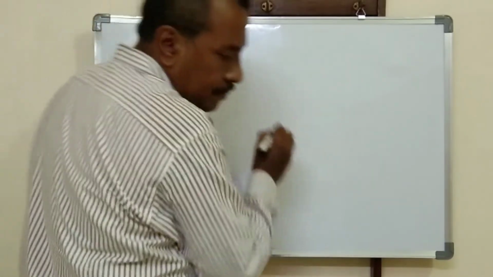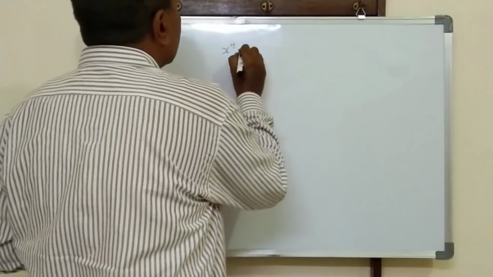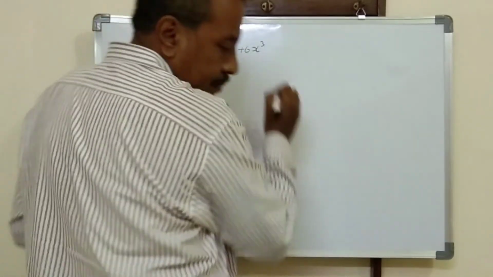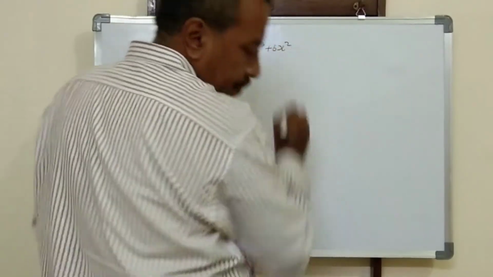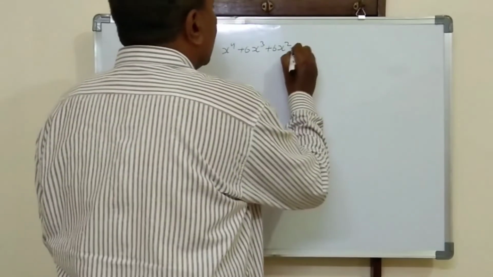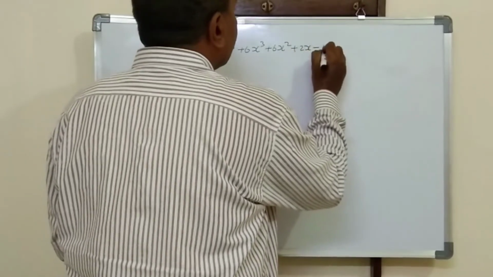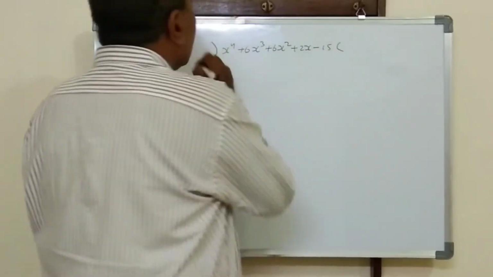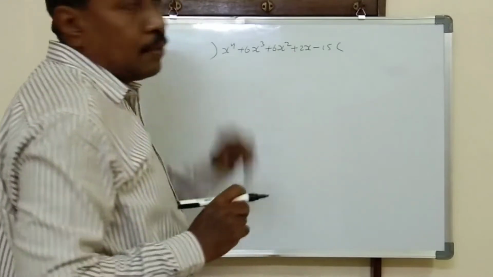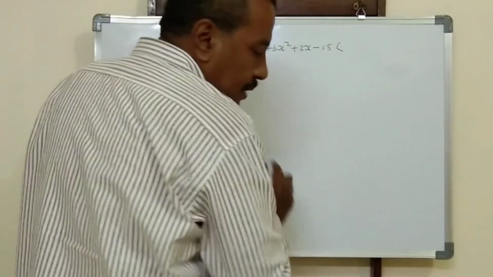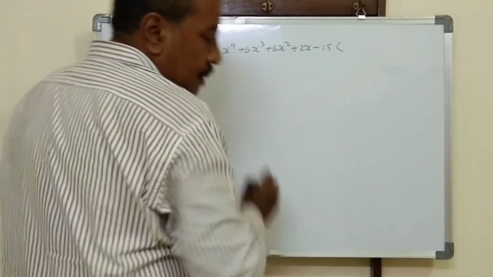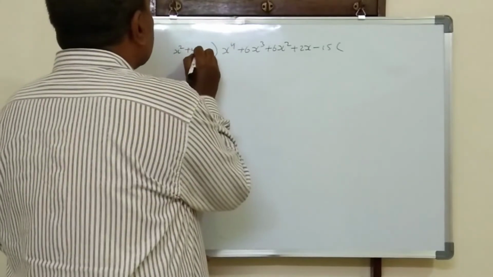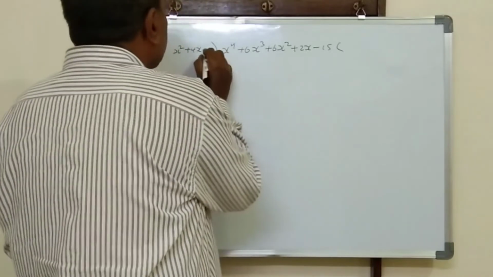x power 4 plus 6x cube plus 6x square plus 2x minus 15. Okay, so the degree of this polynomial is 4. Okay, so this is divided with a trinomial which is x square plus 4x minus 5.